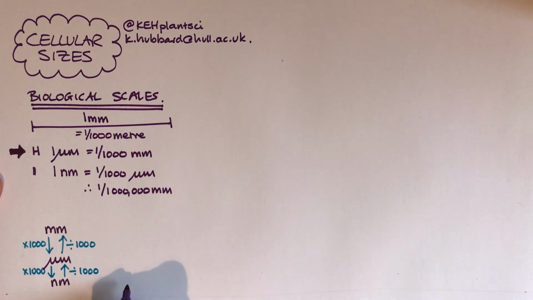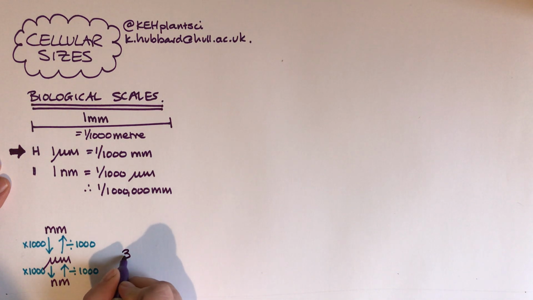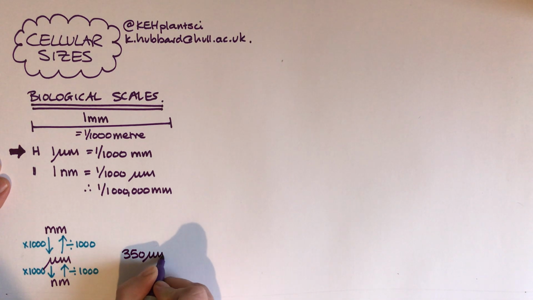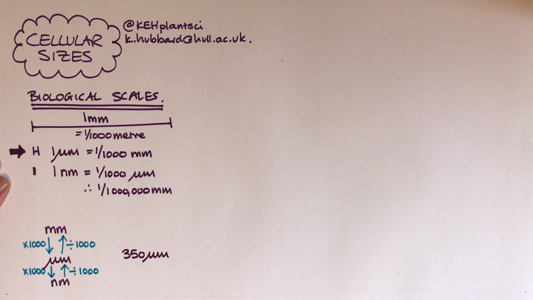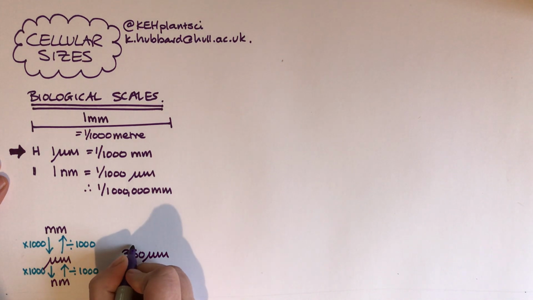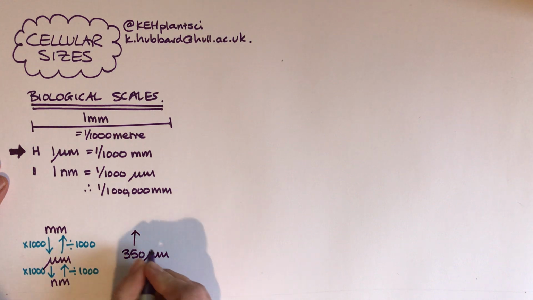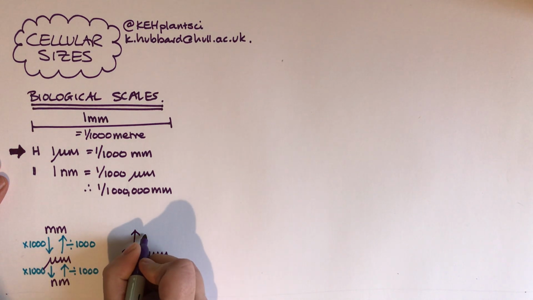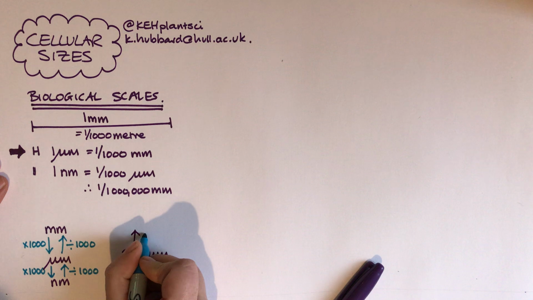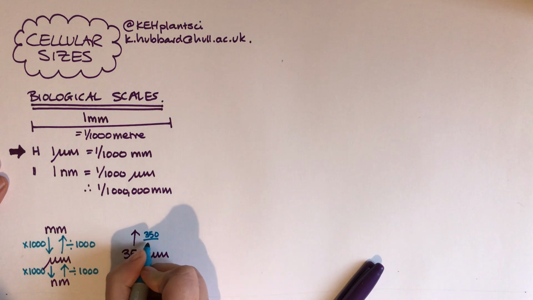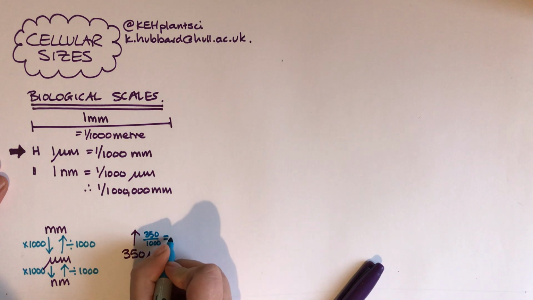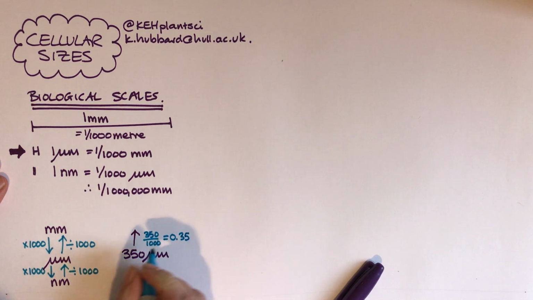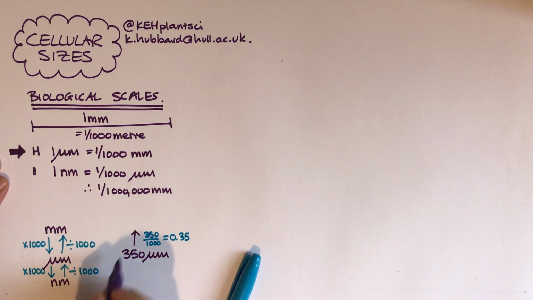So let's look at an example. Let's say that we've got something that is 350 micrometres across. And the question is, what is that in millimetres or in nanometres? To get to millimetres, we need to divide by 1,000. So we do 350 divided by 1,000 equals 0.35. So 350 micrometres is 0.35 millimetres.